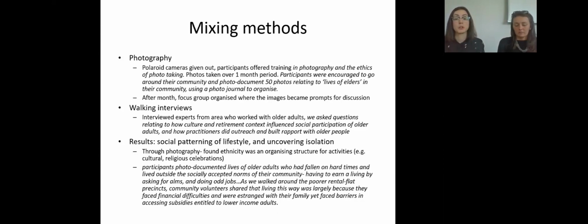As we walked through the poorer rental precincts, community volunteers shared that living this way was largely because they faced financial difficulties and had become estranged from their family. They also faced barriers in accessing subsidies entitled to lower income adults. So again, it's a nice method to look at those that maybe had been disempowered in society to show their stories of living in this society.